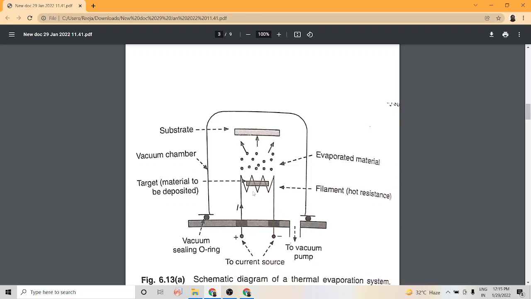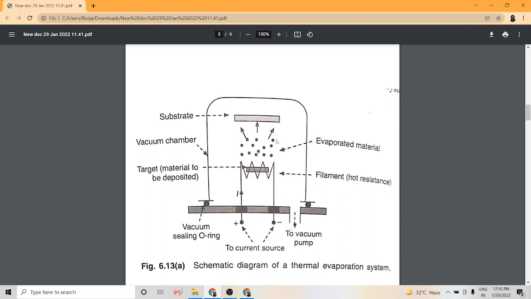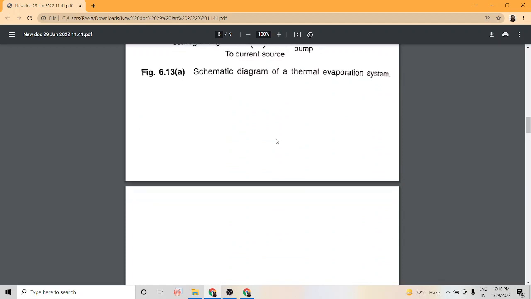So here you can see this is the filament, and this is a vacuum chamber. It's connected to a vacuum pump to maintain the vacuum inside. Now this is our substrate where the film has to be deposited, and this forms the target material. Now when the current passes through the filament, it gets heated. The target material in turn gets vaporized, and the vapor atoms move towards the substrate, get condensed on it, and the thin film is grown on the surface of the substrate. So I hope the thermal evaporation technique is clear.